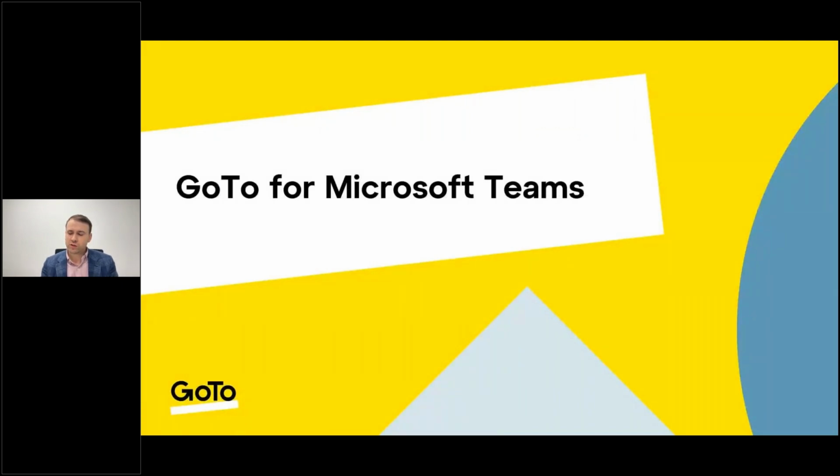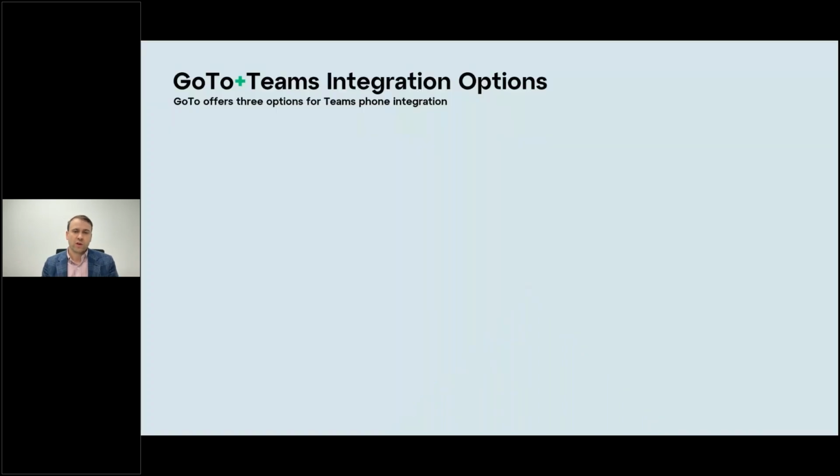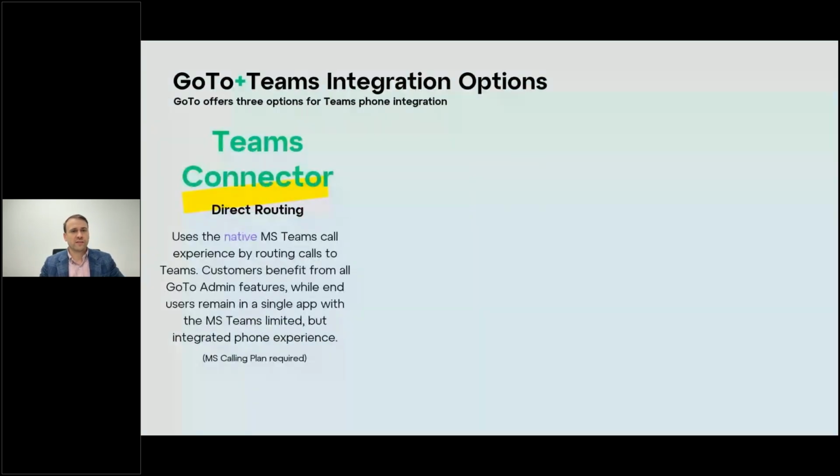So GoTo, we're pretty proud of offering multiple different integration options. The first integration option that we offer, if we go on the next slide, is the Teams connector integration. Our Teams connector integration is our direct routing solution. For the most part, this is going to be the most native Microsoft Teams integration out there, where all the calls get routed directly to the native dialer of Microsoft Teams. But of course, it comes at some cost in the sense that you need a Microsoft calling plan for that.